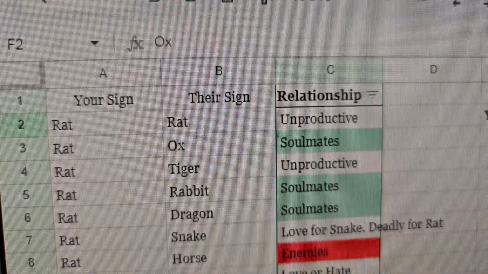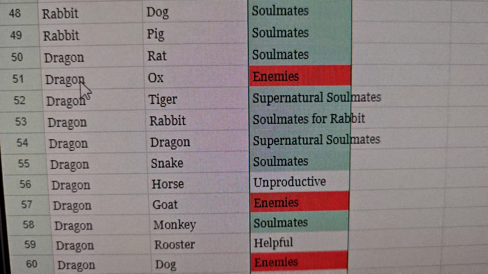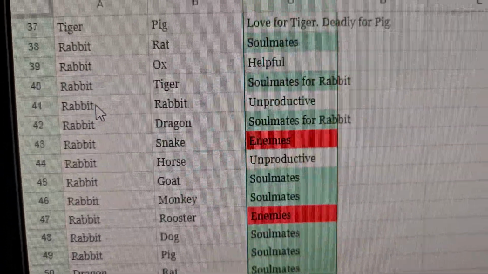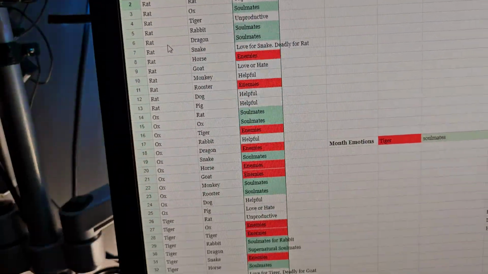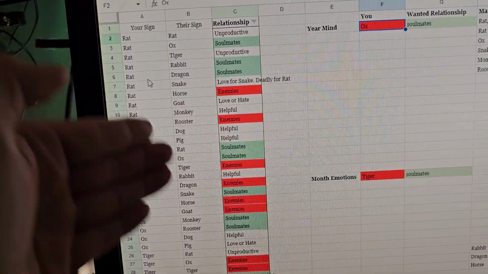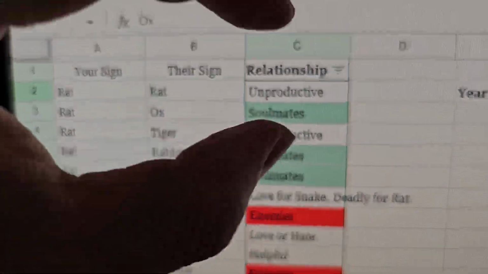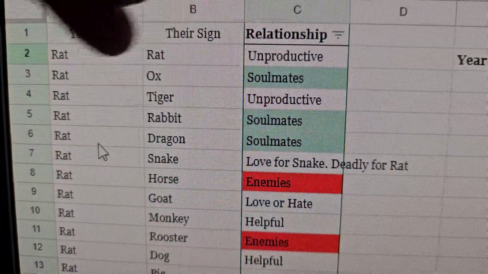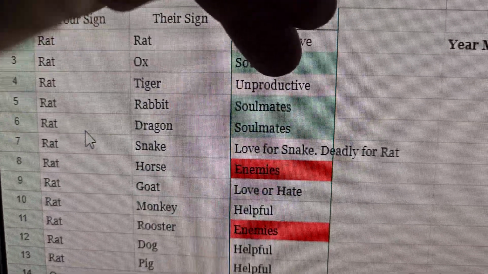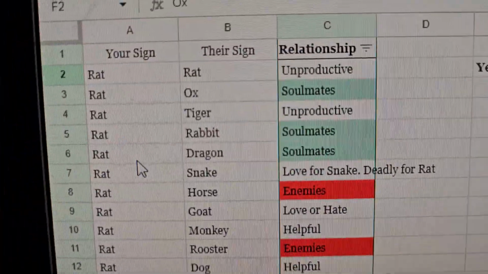This is right here, columns A and B. So these are the names that match: ox, tiger, rabbit, dragon, snake, and so on. Since there's 12 different animals here, and 12 different animals here, there's 144 different combinations. So we did every single combination. If a rat and a rat meet together, the result is unproductive. If a rat and an ox meet together, they become soulmates. If a rat and a tiger meet together, it's useless. It's unproductive. If a rat and a rabbit, soulmates. So all the way down, we did 144 different possible combinations.